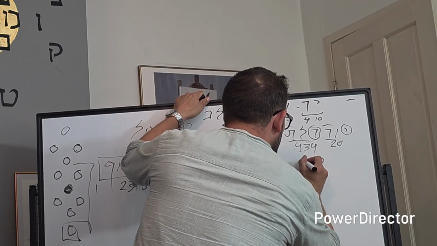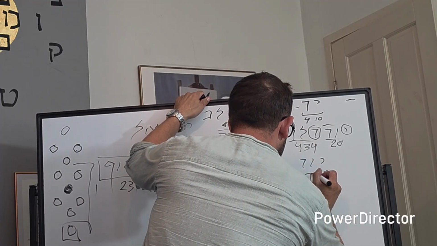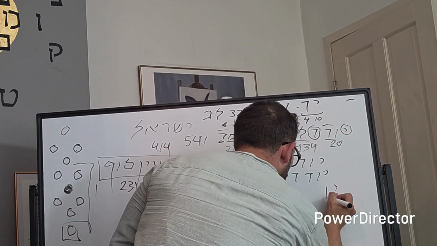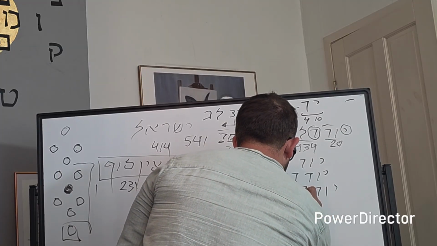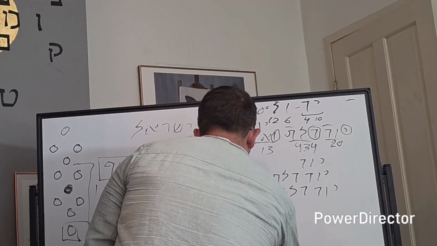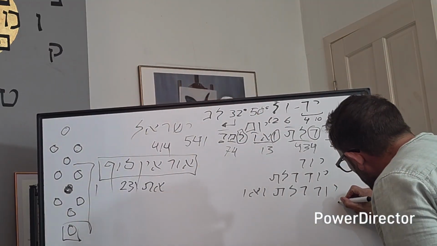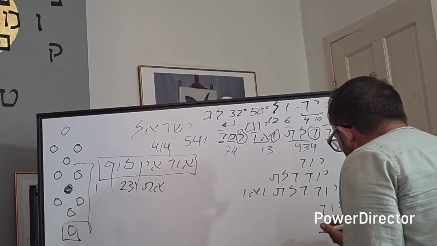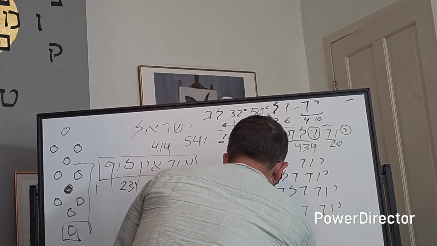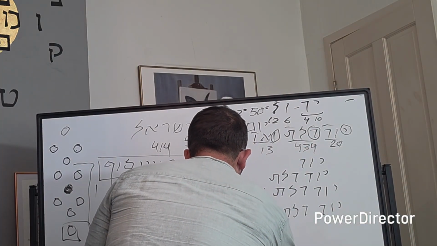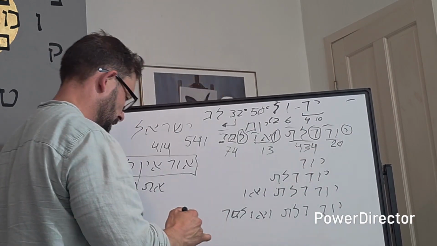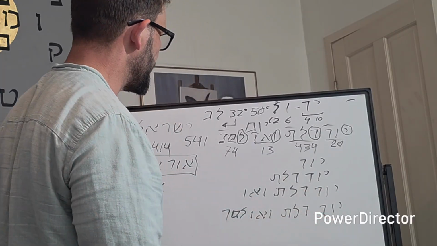Perhaps Yud, Yud Dalet, Yud Dalet Vav, and sorry, I have to go. It's a little bit difficult for me. Dalet Vav Lamed. So, okay, this would be the triangular expansion of the Milui.